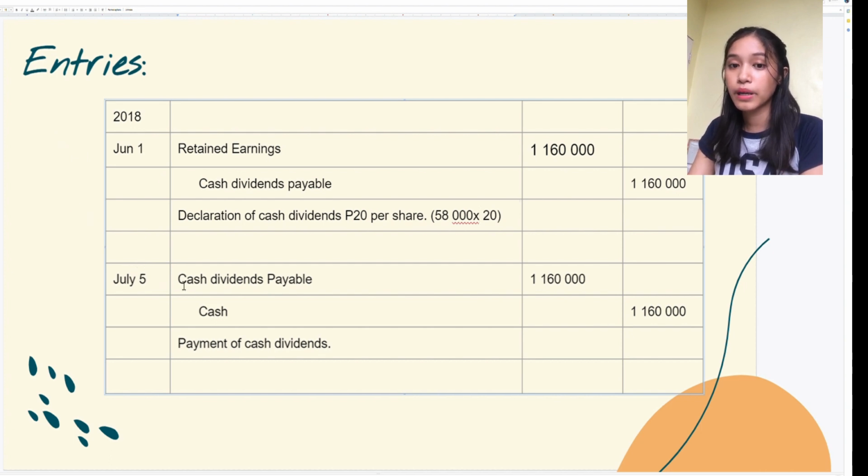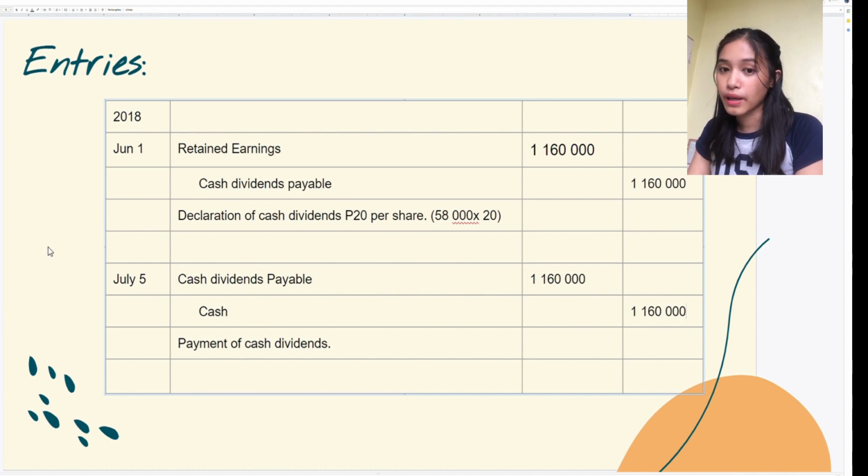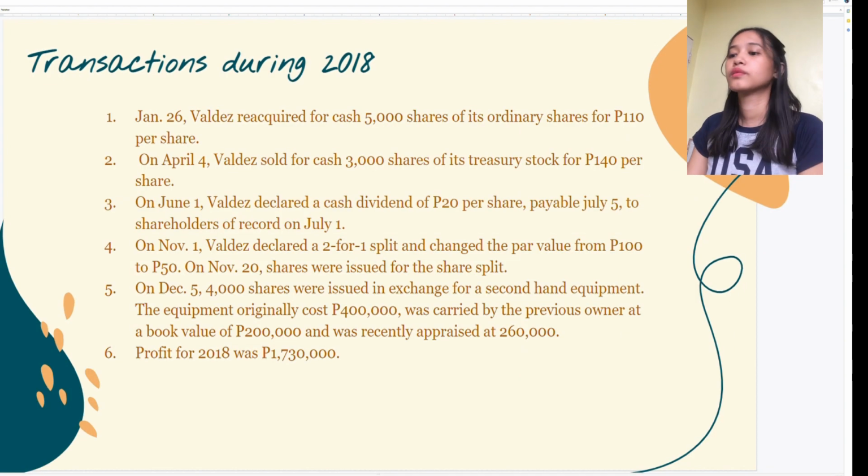And on the date of payment, July 5, we will debit the cash dividends payable for 1,160,000 pesos and credit cash for 1,160,000 pesos. The explanation is payment of cash dividends.